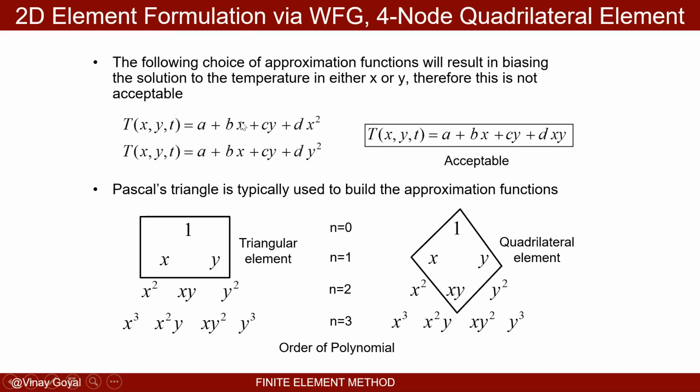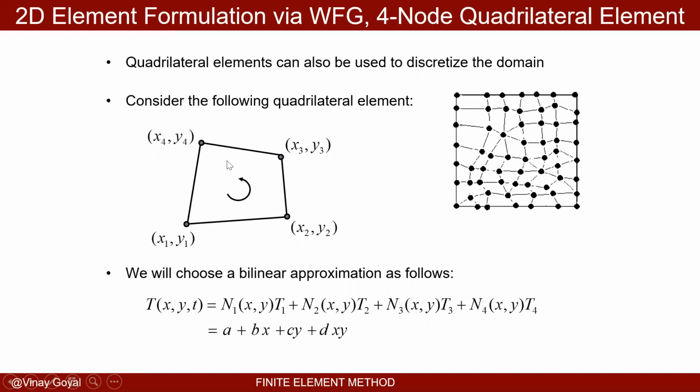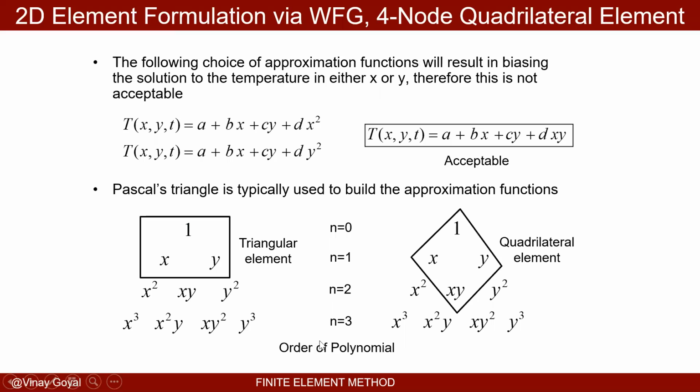So when I look at the approximation function, you may ask me why we selected xy. Why didn't we select x squared and y squared as a fourth term? Well, because if I chose x squared and y squared, I'm biasing the solution too much either on x or y. And that's not acceptable. I want something that's unbiased to both x and y. So an acceptable one is xy.